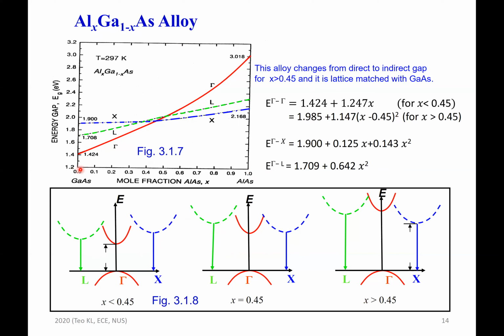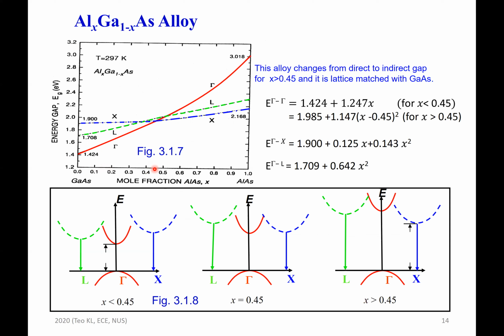As you slowly change the composition by replacing the gallium with aluminum, there will be a point at a certain composition where the material changes from direct band gap to indirect band gap. Because gallium arsenide is a direct gap and aluminum arsenide is an indirect gap. So by replacing gallium with aluminum, there will be a certain composition at which aluminum gallium arsenide becomes an indirect band gap. Okay.